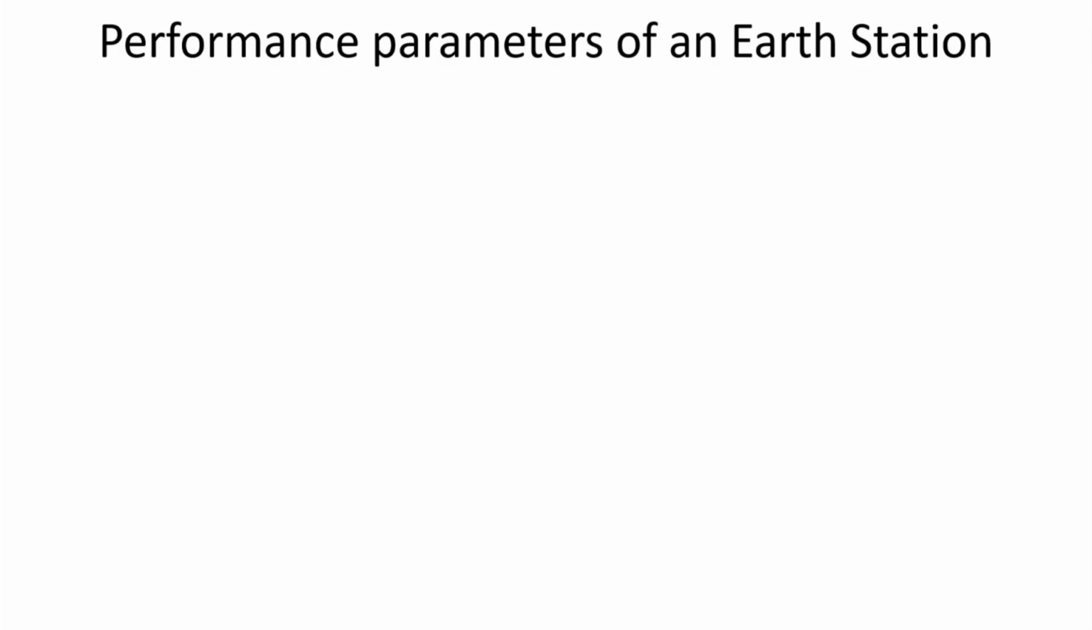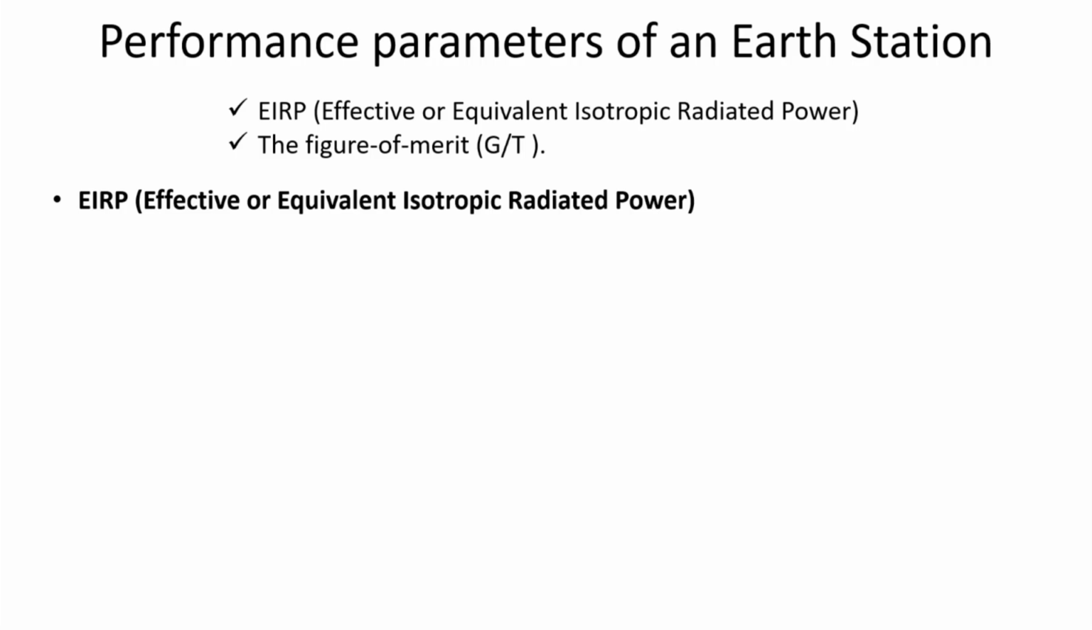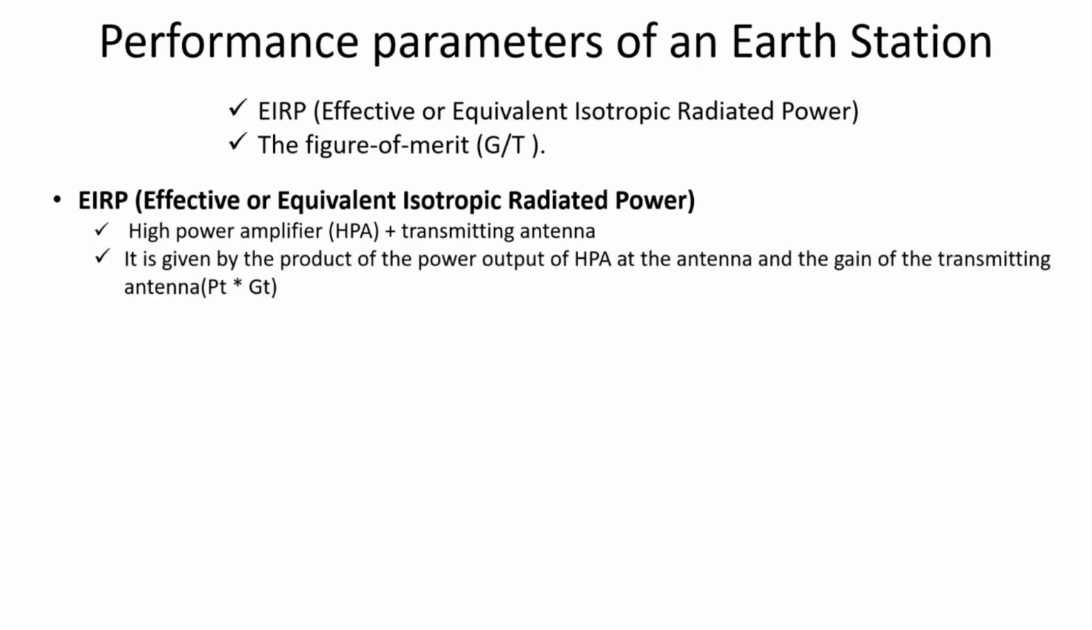So, what are the performance parameters of an earth station? These are the EIRP, then the figure of merit, which I already said. The EIRP is the effective or equivalent isotropic radiated power. What is written here? It is the high power amplifier HPA and the transmit antenna. So, this will give you that.